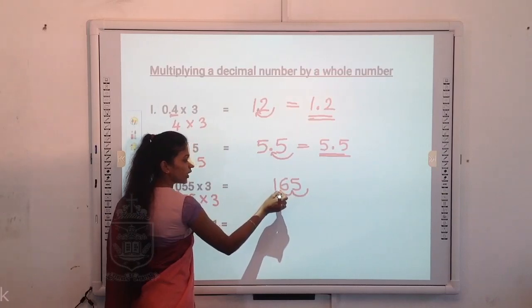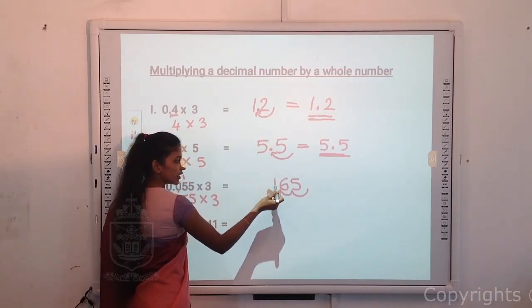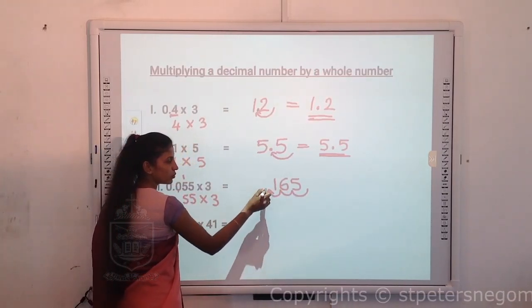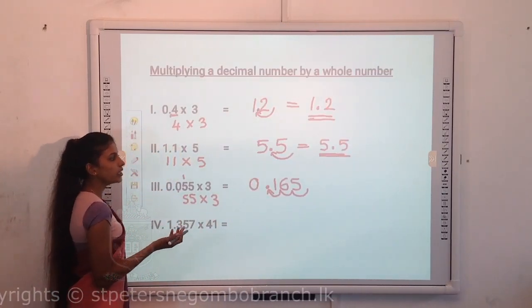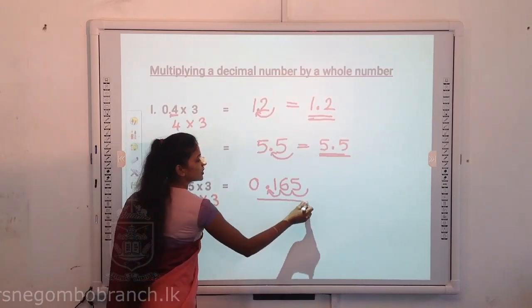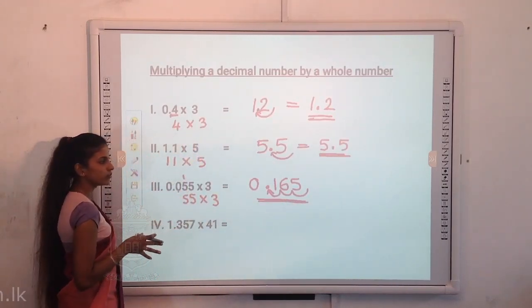1, 2, 3. So there's no number next to this. So what do you have to do? Keep the point and put a 0. If you don't have any number, you have to consider zeros. So this will be the answer, 0.165.